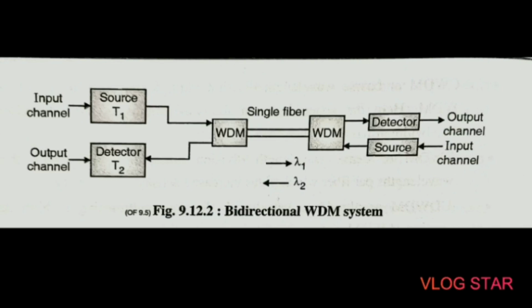In that, the information having wavelength lambda 1 is sent in one direction and at the same time another information at wavelength lambda 2 is sent in the opposite direction. So simultaneously we can send the wavelength from both directions. Hence, it is called a bidirectional WDM system.